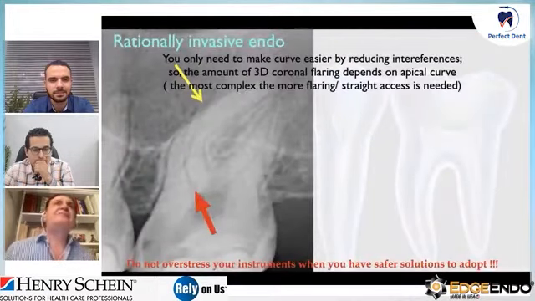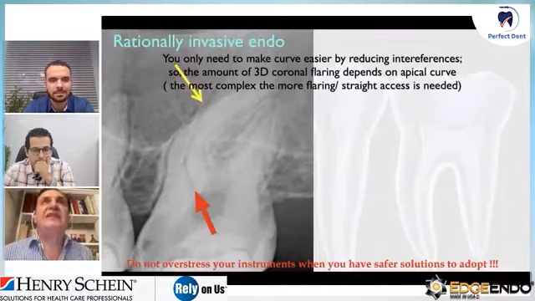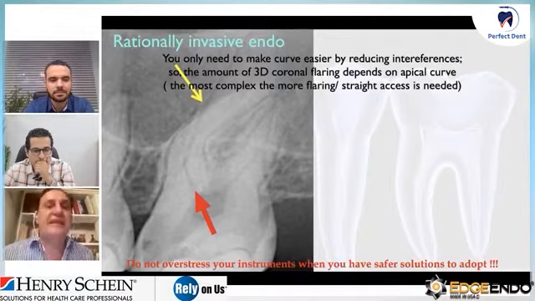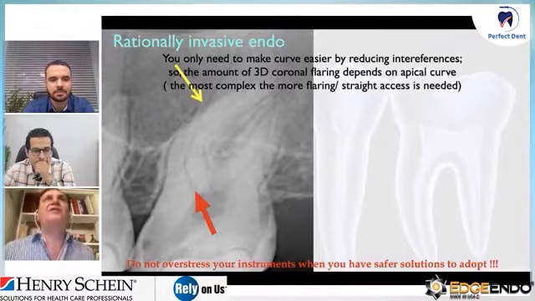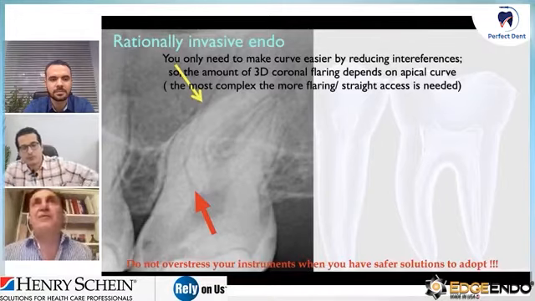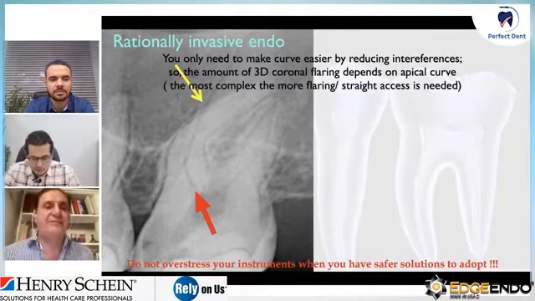Now, minimally invasive endodontics, for me, makes no sense. What in my opinion makes sense is rationally invasive endo. So you have to rationally think whether you have to enlarge the canal, whether you have to flare the canal, and whether you do not have to.